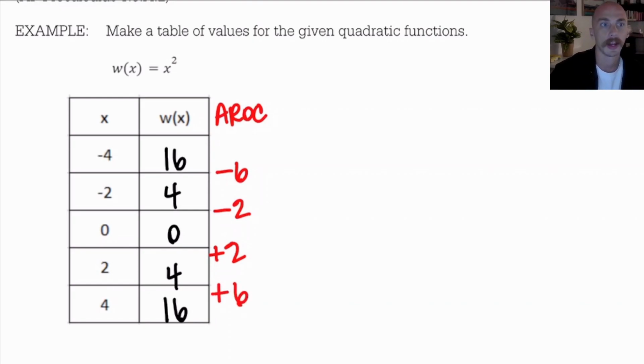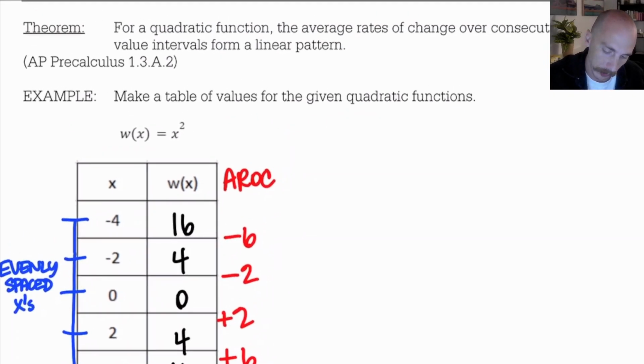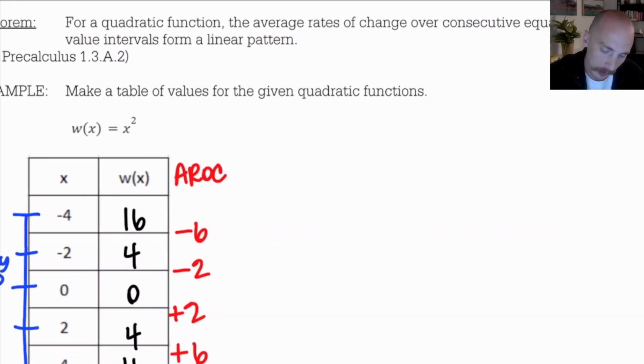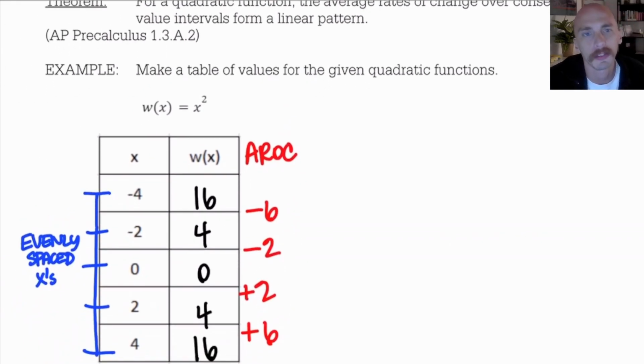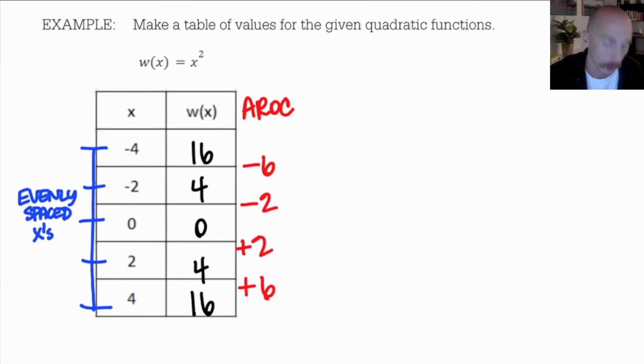Okay, now I've got these average rates of change. And I think it's important for me to point out I've got evenly spaced x's in my table. The terminology we're using is consecutive equal length input value intervals, equally spaced x's. Okay, average rates of change form a linear pattern. And what we mean by form a linear pattern is that if we look at the average rates of change of those things, it's going to be constant. That's what we said linear meant, that it had a constant rate of change. The average rate of change was constant over any interval.